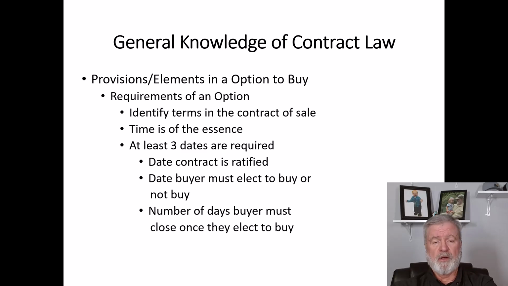Again, a month, 6 months, whatever it is, that must be identified in the option. It's considered the option period. How long does the buyer have the option to buy? And then the third date that must be included is, from the moment the buyer opts to buy. Once they say, all right, I'm buying. How many days does the buyer have from that point before they must close? 30 days, 45 days, whatever the case may be. But those 3 dates at a minimum must be included in the option to buy.